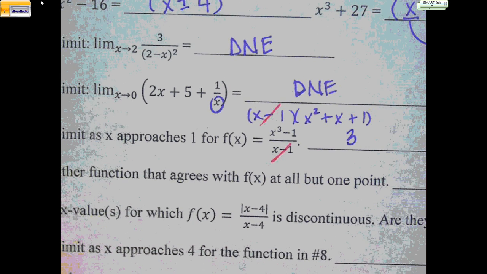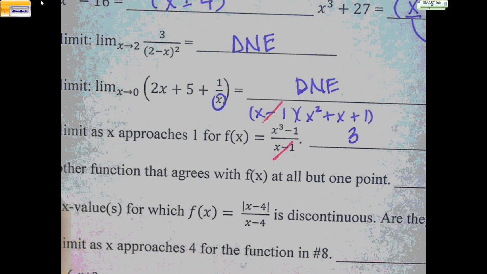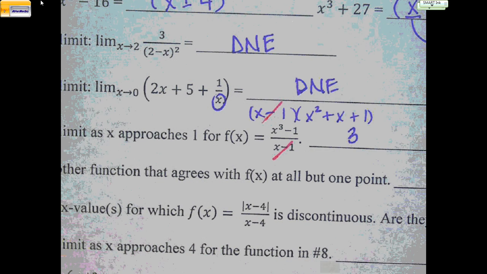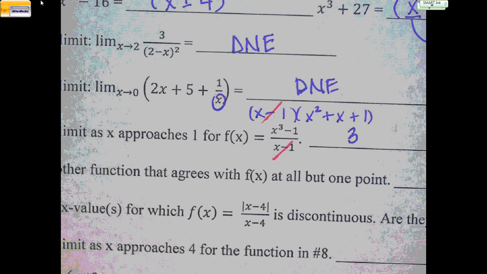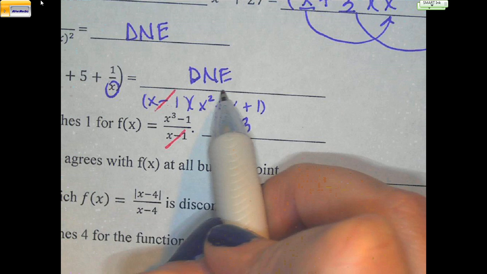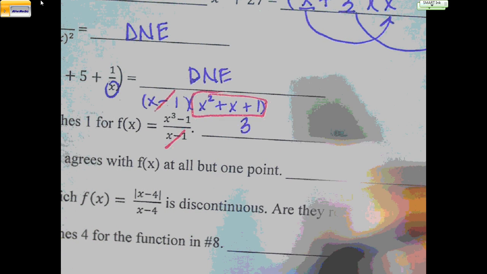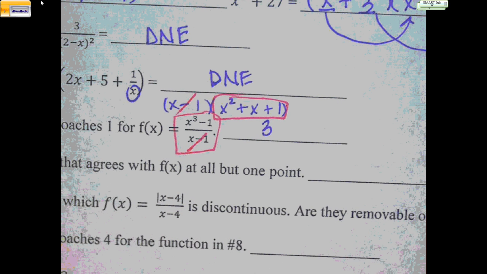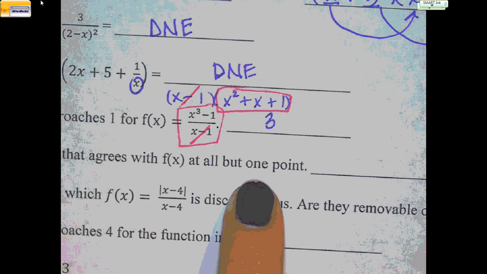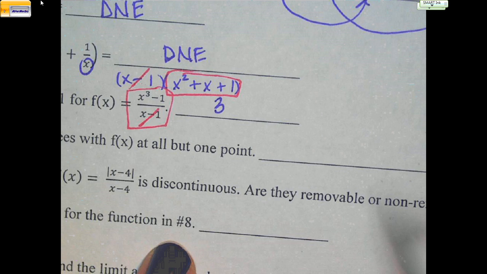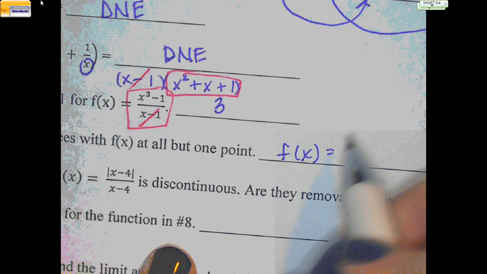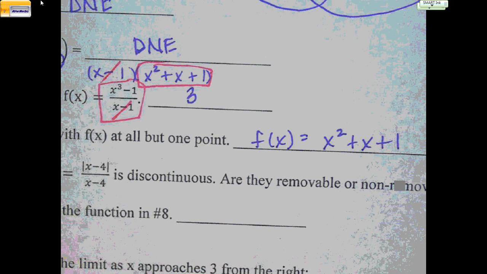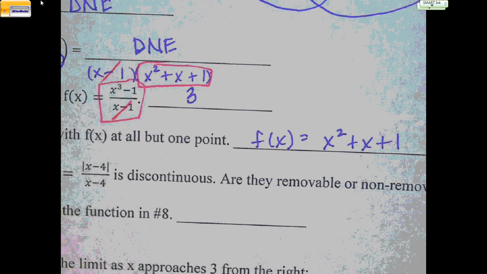The next sentence also goes with number 7. It says, identify another function that agrees with f of x, so it agrees with this typed in part, at all but one point. It means this right here. This equation right here by itself, if you type it in your y equals button, looks exactly like this equation right here. The only difference is it agrees everywhere except at one point, at that hole. So your answer is f at x equals whatever you didn't get rid of after you canceled. Because that is a function that agrees everywhere but one place with the original function.